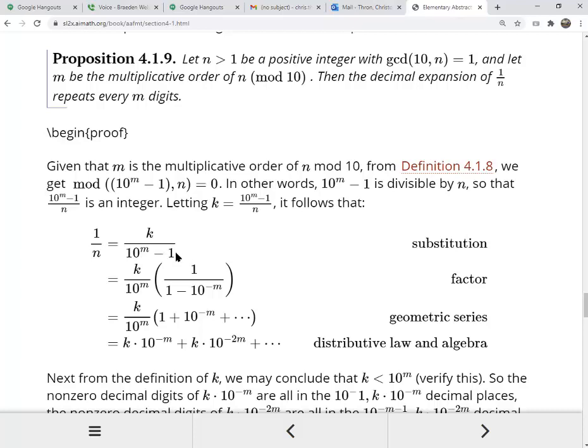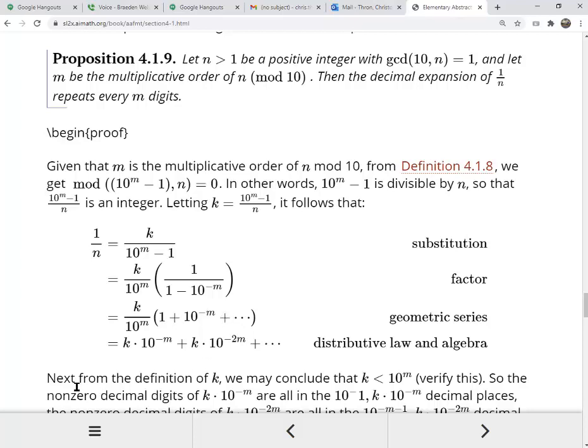Let's do a little bit of factoring. We can factor a 10 to the m out of the denominator, but then we have 1 minus 10 to the minus m left. Here we can just use a geometric series. This is going to be 1, then some zeros, then a 1, then some zeros, and so on. So we have k times 10 to the minus m plus k times 10 to the minus 2m, and so on. We just distribute this value.